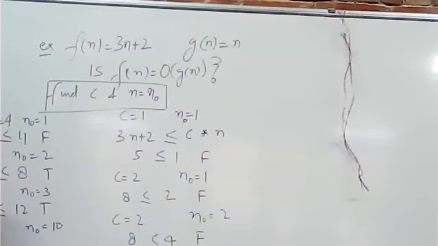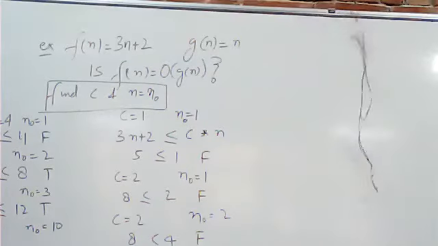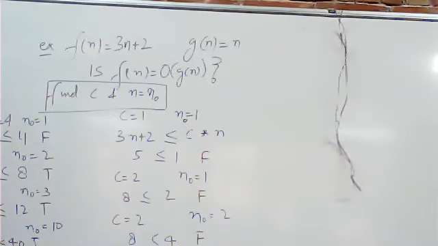Randomly we'll check C equal to 4 and n equal to 10. So we have 32 less than or equal to 40. Again the condition is true. Okay.